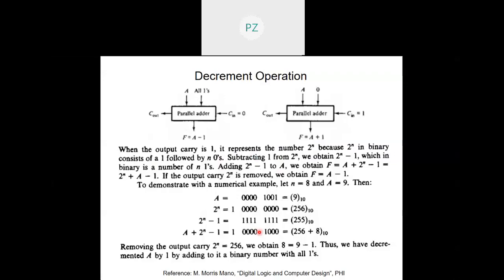Now A plus 2 to the power n minus 1, you add these two. What are you left with? 1 plus 1 is 0 with a carry 1. 1 plus 1 is 0 with a carry 1. 1 plus 1 is 0 with a carry 1. 1 plus 1 plus 1 is a 1 with a carry 1.